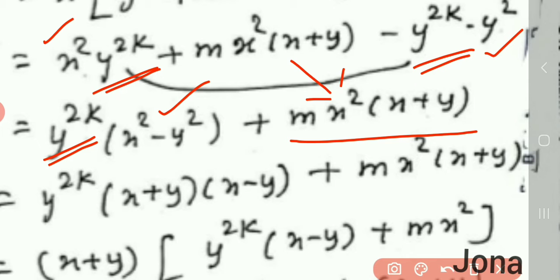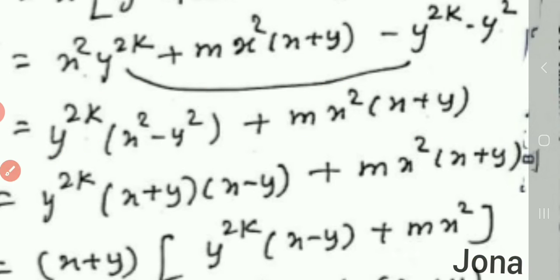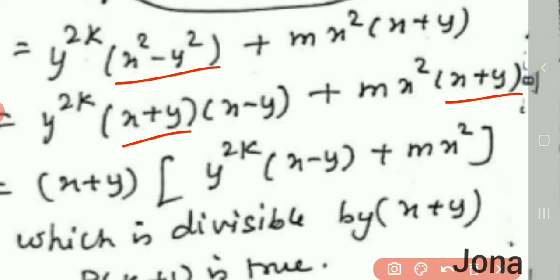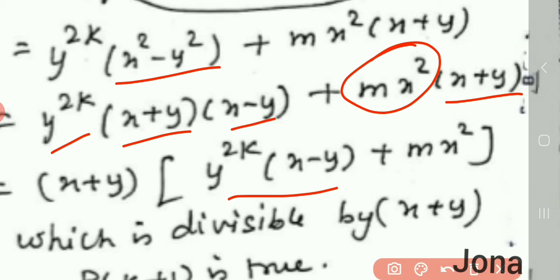And then in the next step, for this x square minus y square we can write the formula x plus y into x minus y. Even here in the next step also we have x plus y term. So take x plus y as common factor. Therefore this y power 2k into x minus y plus m x square is there. So we can conclude this whole bracket is the multiple of x plus y. This is nothing but which is divisible by x plus y.